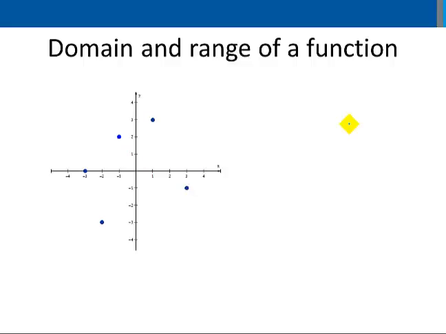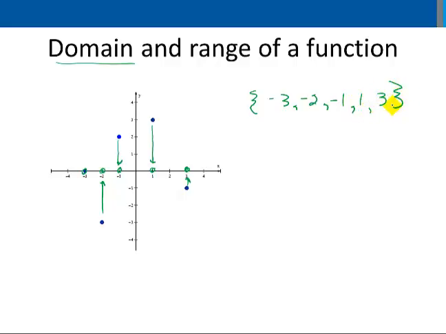In this next example, we will again determine the domain and range. By the vertical line test, you can see that once again we have a function. Projecting this graph onto the x-axis to find the domain, we have the points -3, -2, -1, 1, and 3. Our domain is the set of x coordinates -3, -2, -1, 1, and 3.